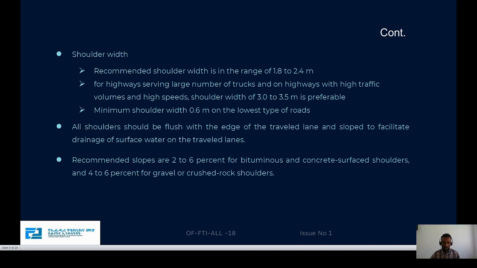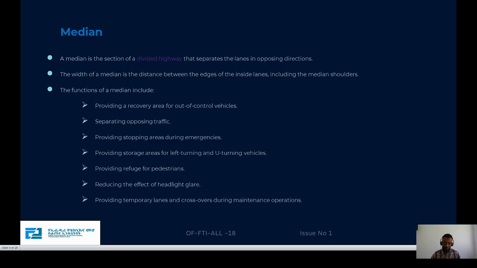All shoulders should be flush with the edge of the travel lanes and sloped to facilitate drainage of surface water away from the travel lanes. The recommended slope for the shoulder depends upon the surface. If the surface is bitumen or concrete, 2 up to 6% will be used. If the top surface is gravel, the slope is mostly increased, so 4 up to 6% will be used.